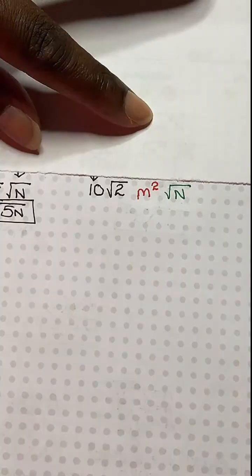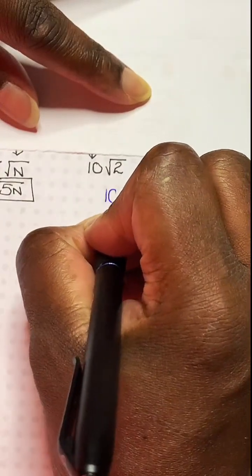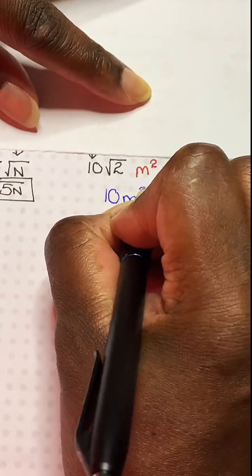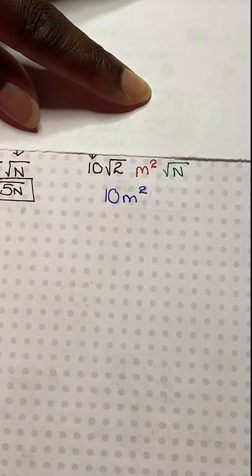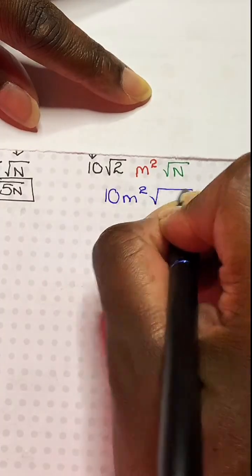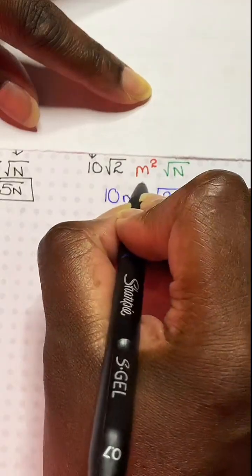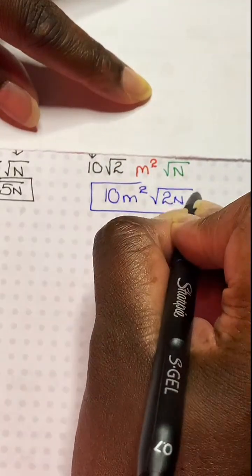All right. So now let's go here and let's clean things up. Anything that's not inside of a radical, we're going to combine them. We're just going to put them together. So that gives me my 10 and my m squared. And anything that's still under the radical, we're going to put them together, which gives me my 2n. This is your answer.